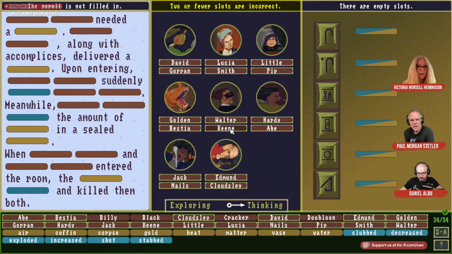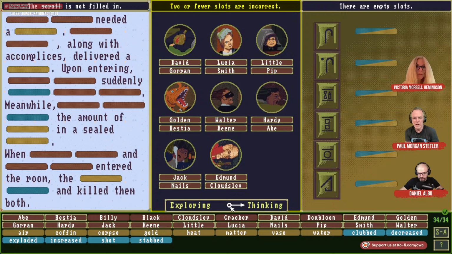Lucius Smith, Walter Keane, Edmund Cloudsley. Is Bestia the last name of Golden? There were two dogs, weren't there? What was the other one's name? Black something. So let's go back to probably the dogs. It's probably the name of the dog, because two or fewer means that one name is completely wrong. How do we get to the two or fewer? When did that switch? So Hardy Abe and Jack Nails. When we did the Hardy Abe, we got to two or fewer. So two or fewer is one name is wrong, either the last name, the first name, or both.